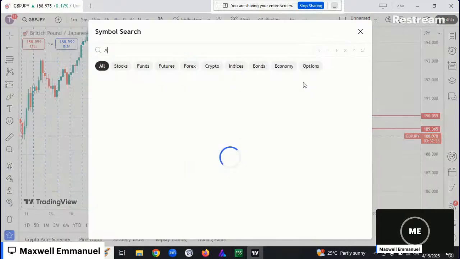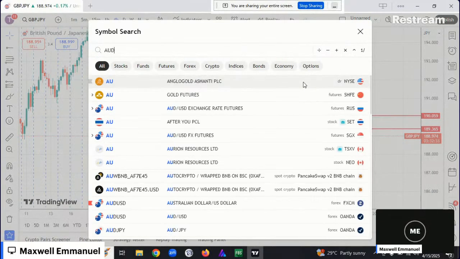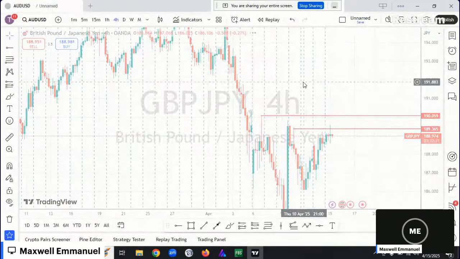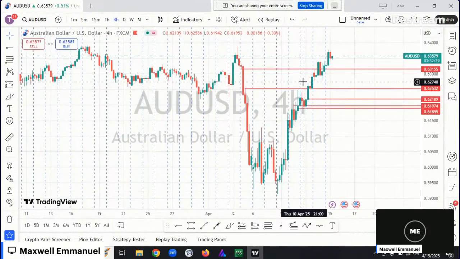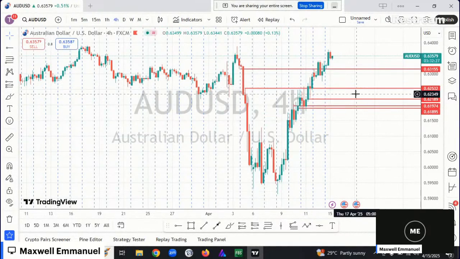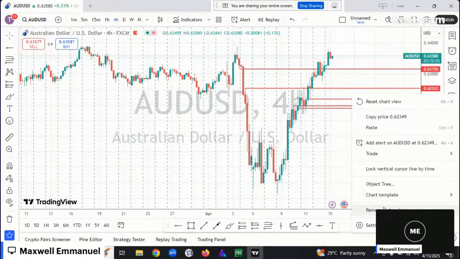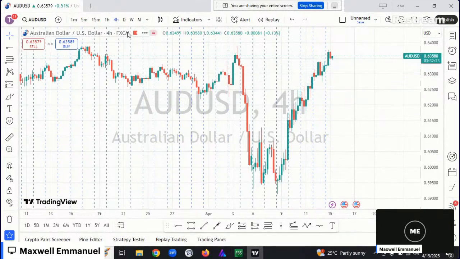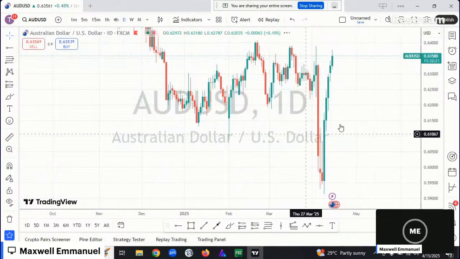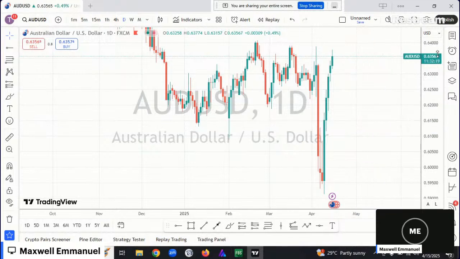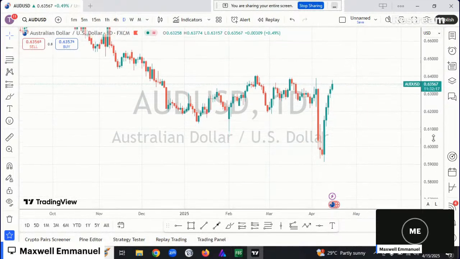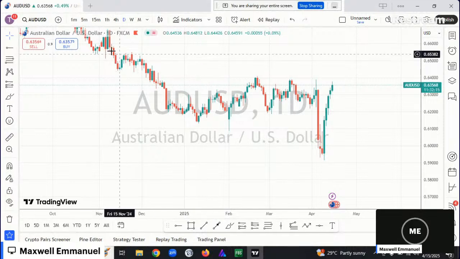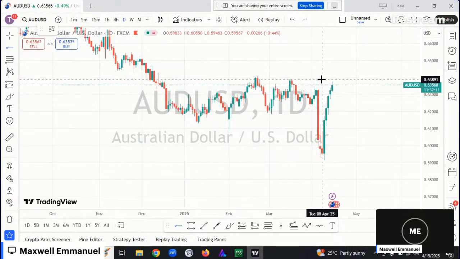Let's look at Australian dollar USD. Let's start with the daily. Okay, so Australian dollar is yet to clear this high. I'm sure Australian dollar is going to clear this high.